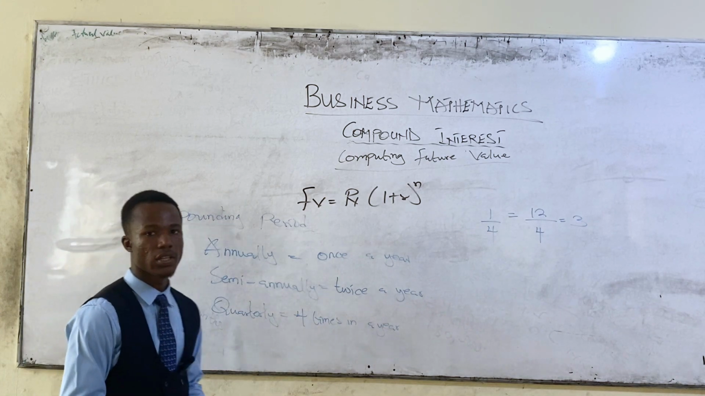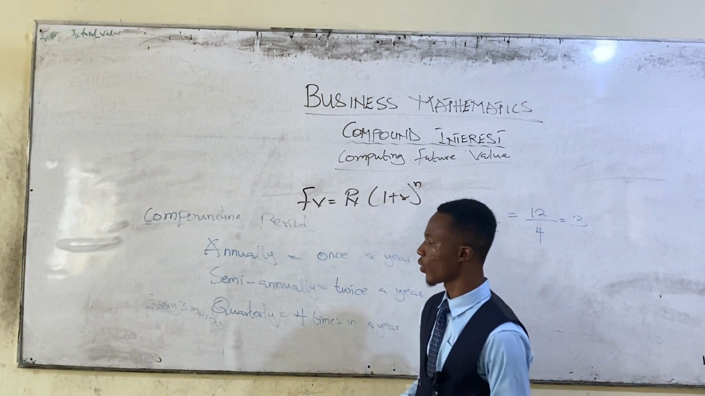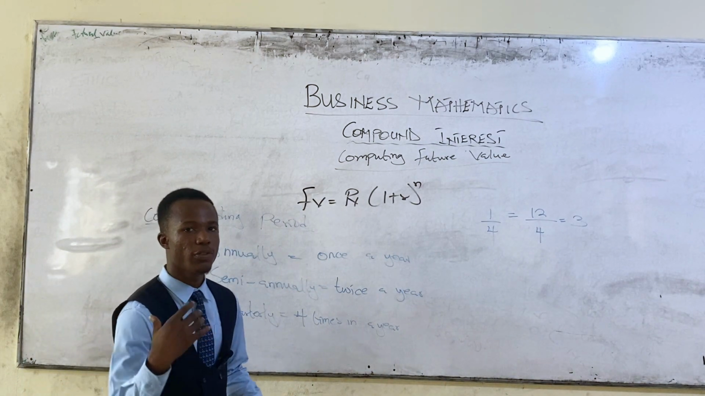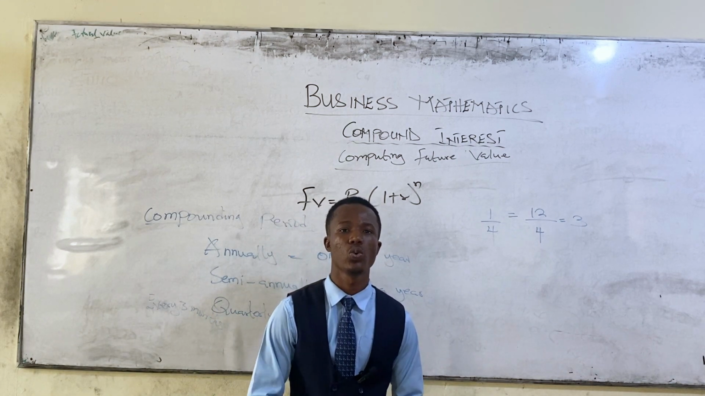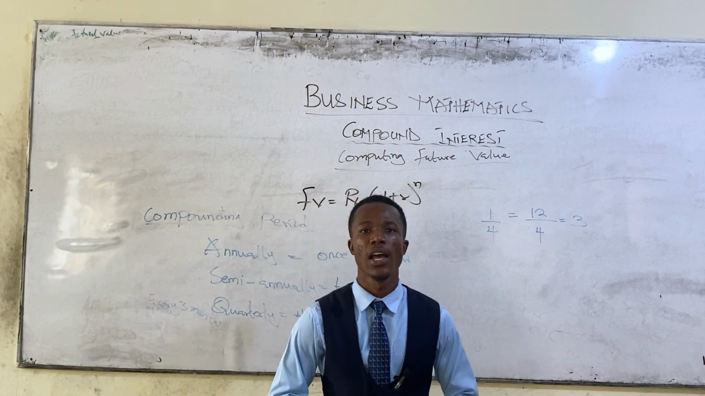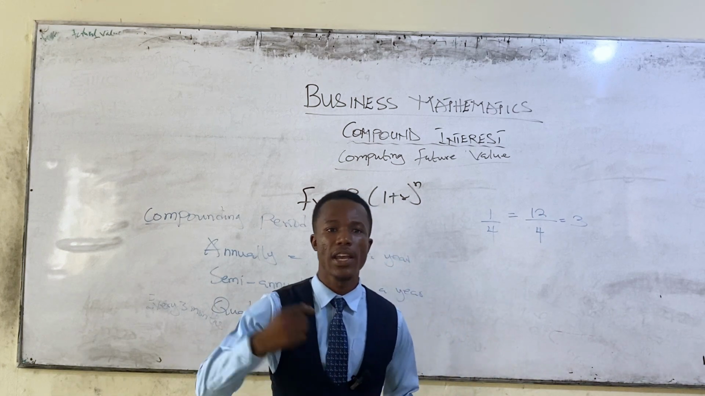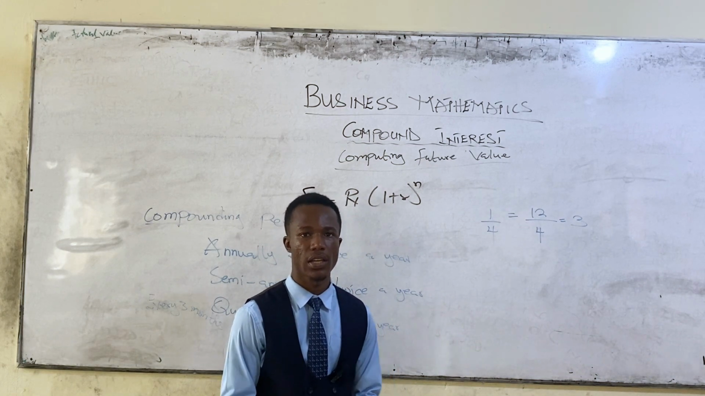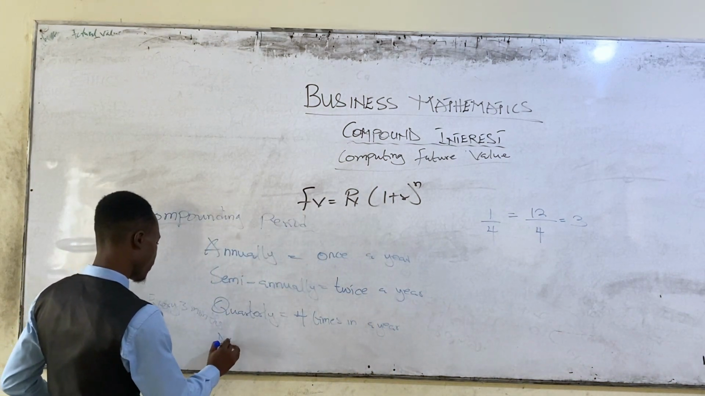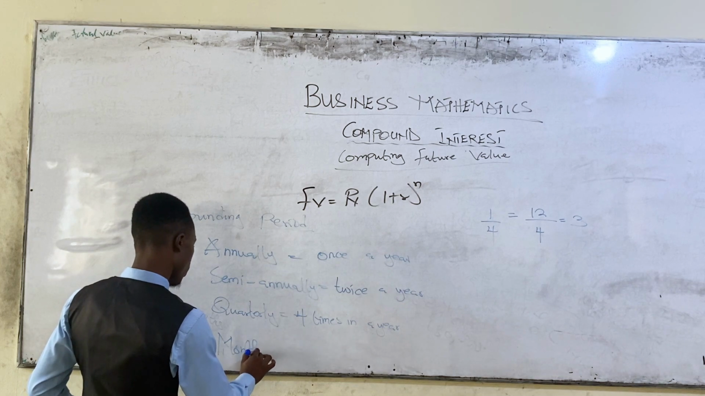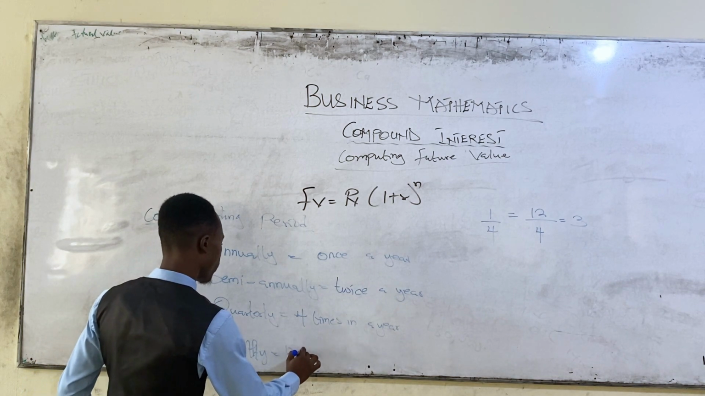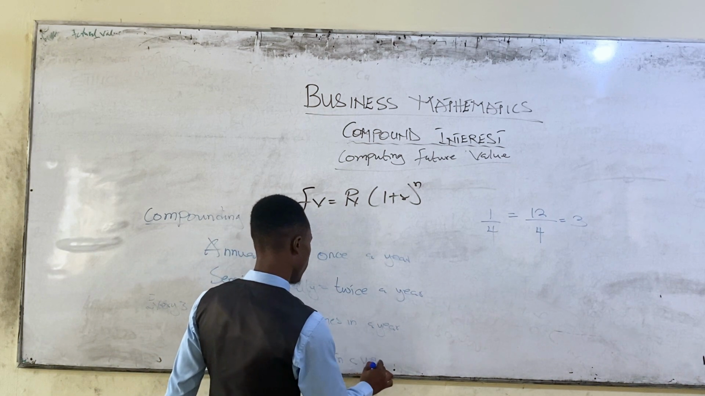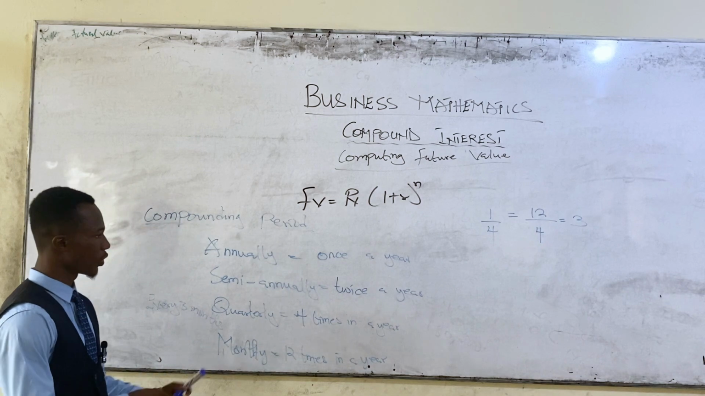And the last one is monthly. For monthly, we have 12 months in a year. So if you tell me I'm supposed to compound the loan monthly, it means I'm supposed to calculate the interest on the loan every month. So at the end, I'm going to calculate the interest 12 times in a year. I hope you get it. So monthly is equal to 12 times in a year. That is what we are going to look at.